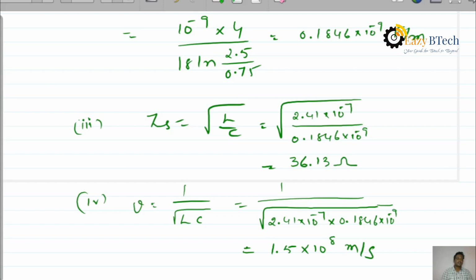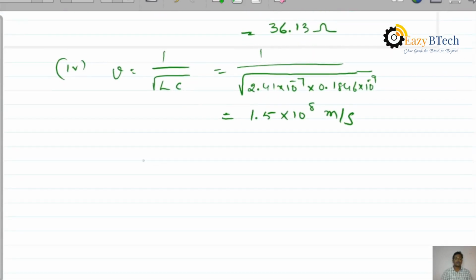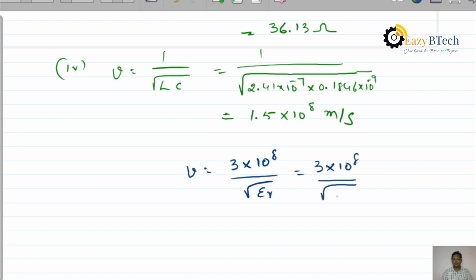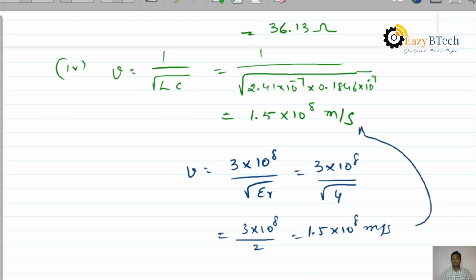Also, we can calculate using the velocity in underground cables that we just derived. Use that formula. What is velocity for underground cables? It is 3 into 10 power 8 divided by root epsilon r. Epsilon r is 4, root 4 becomes 2. Therefore, 3 into 10 power 8 divided by 2, you get 1.5 into 10 power 8 meters per second. In both cases, the answer is the same. You can use any one formula. This is the way we will evaluate the velocity of wave propagation in overhead transmission system and underground cables.